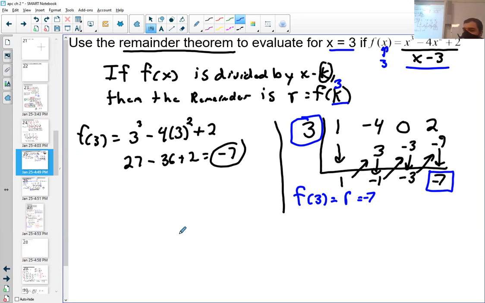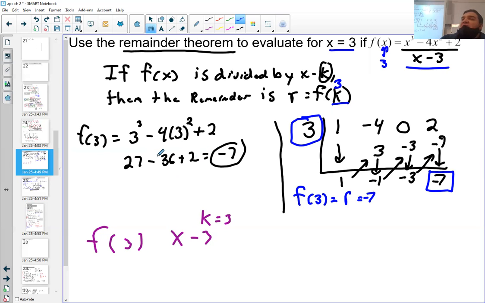Okay, let me explain what this is. So the idea of the remainder theorem is that if I wanted to figure out, for let's say this equation, f of 3, what I could do is synthetic division using x minus 3, because your k value equals 3. So you could do synthetic division instead of plugging it in.